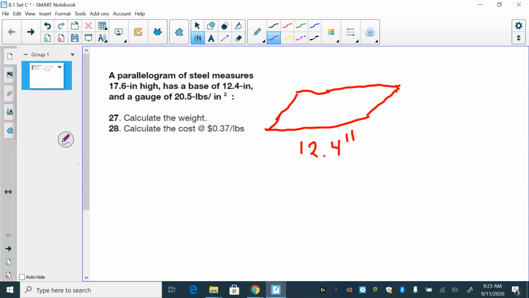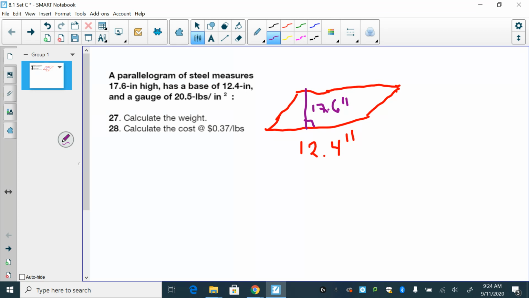The height is basically going to be a vertical line from the top to the bottom anywhere, and it's a right angle there. So that's 17.6 inches. Okay, so it says calculate the weight. It says the gauge is 20.5 pounds per square inch.